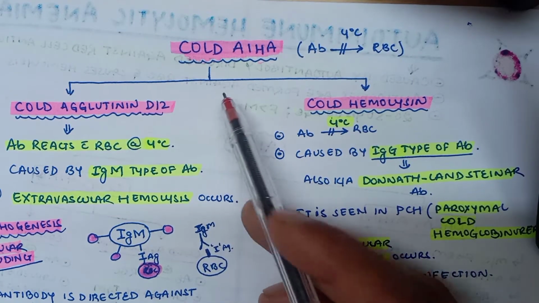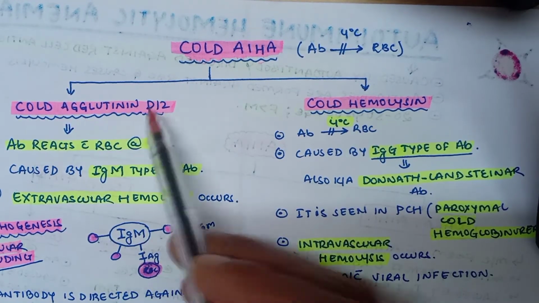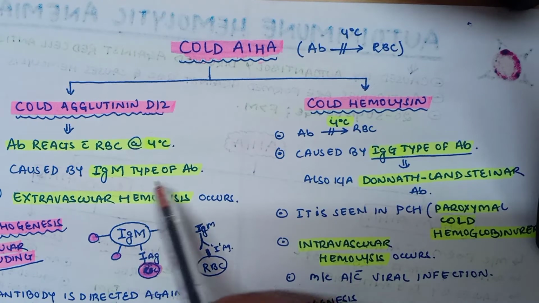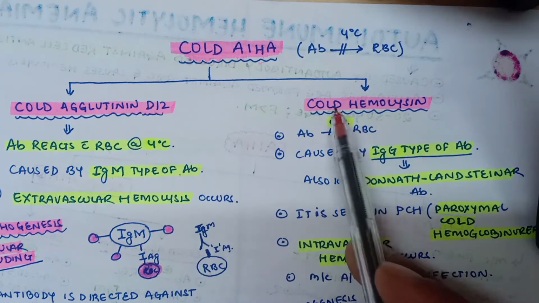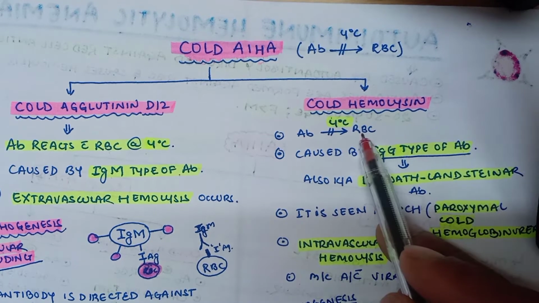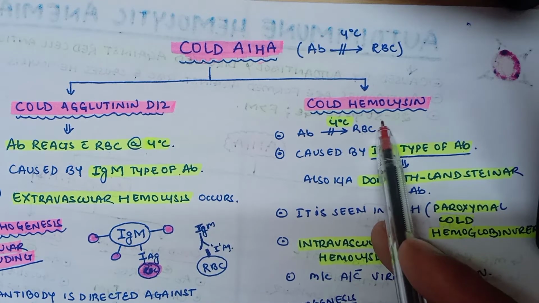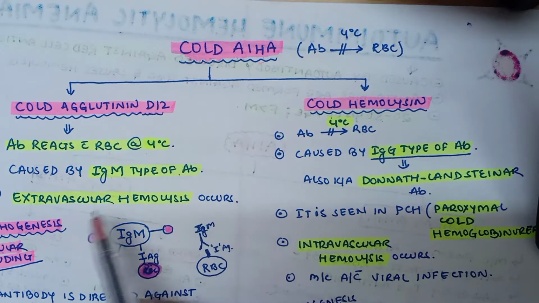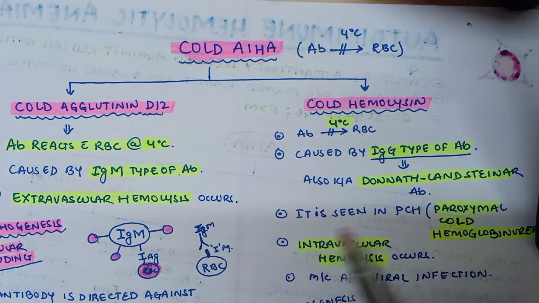As we had already discussed, cold autoimmune hemolytic anemia is of two types: cold agglutinin disease and cold hemolysin. Cold agglutinin is caused by IgM type of antibody, and this will react with the RBC at 4 degrees centigrade, whereas cold hemolysin is caused by IgG type of antibody, and this will also react with RBC at 4 degrees centigrade. Cold agglutinin disease will cause extravascular hemolysis, whereas cold hemolysin will cause intravascular hemolysis.